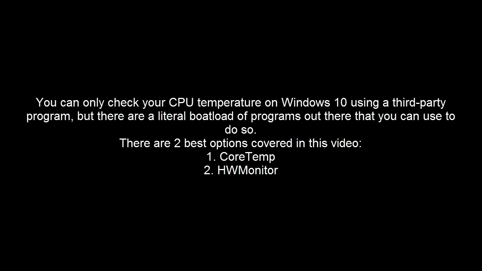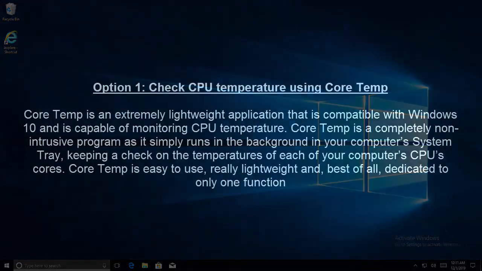There are two best options you have when it comes to checking CPU temperature on Windows 10. One is to use Core Temp, and the second option is to use Hardware Monitor, which is HW Monitor. So let's go through these and let's see how these work. So our first option is Core Temp.